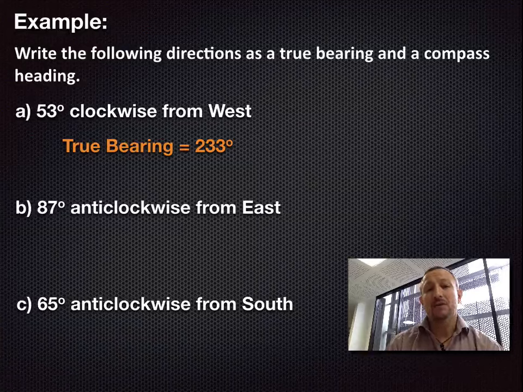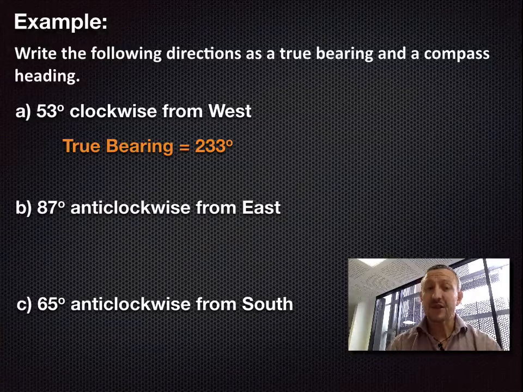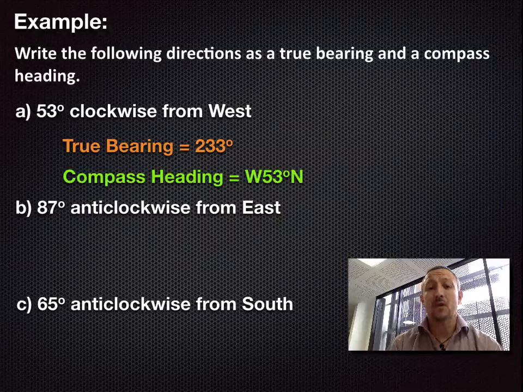Now, I'm also going to be doing this as a compass heading. So I start at west, so I put a W. I'm going to move 53 degrees in a northerly direction because it's going clockwise. So it would be W, 53 degrees north.